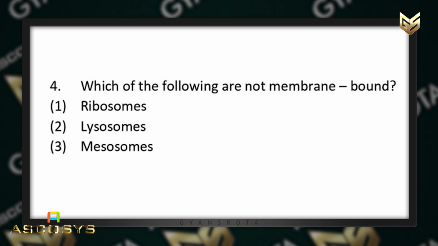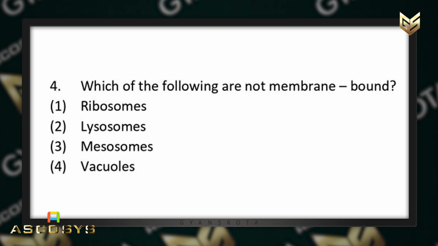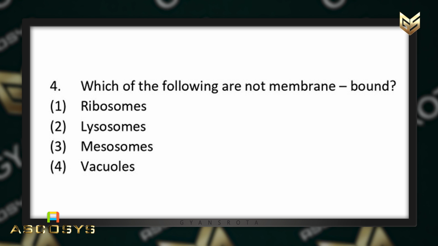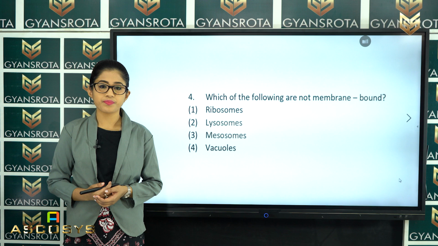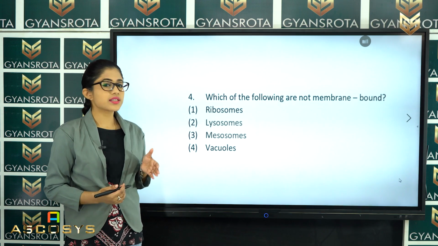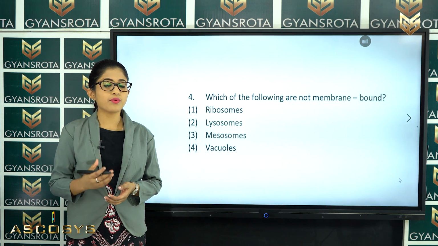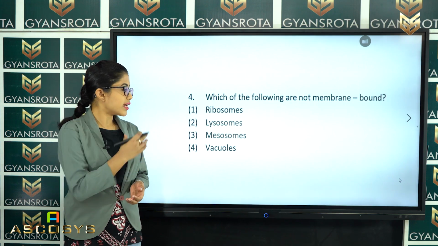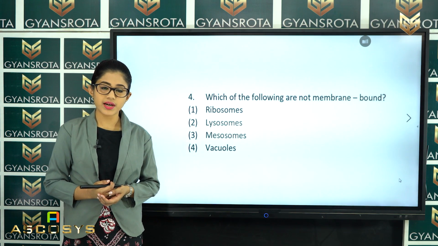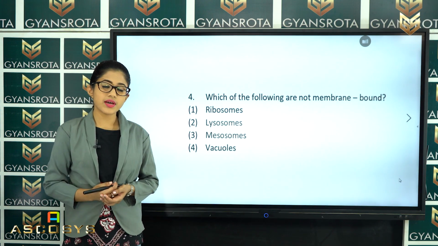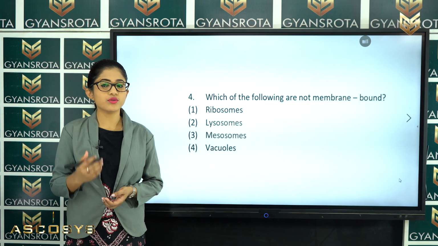Which of the following are not membrane bound? Ribosomes or lysosomes or mesosomes or vacuoles. So these options which are given are nothing but the cell organelles, the components of the cells. So these are all present in the cytoplasm, right? And all the functions of all these cell organelles we have discussed in the chapter Cell: The Unit of Life.